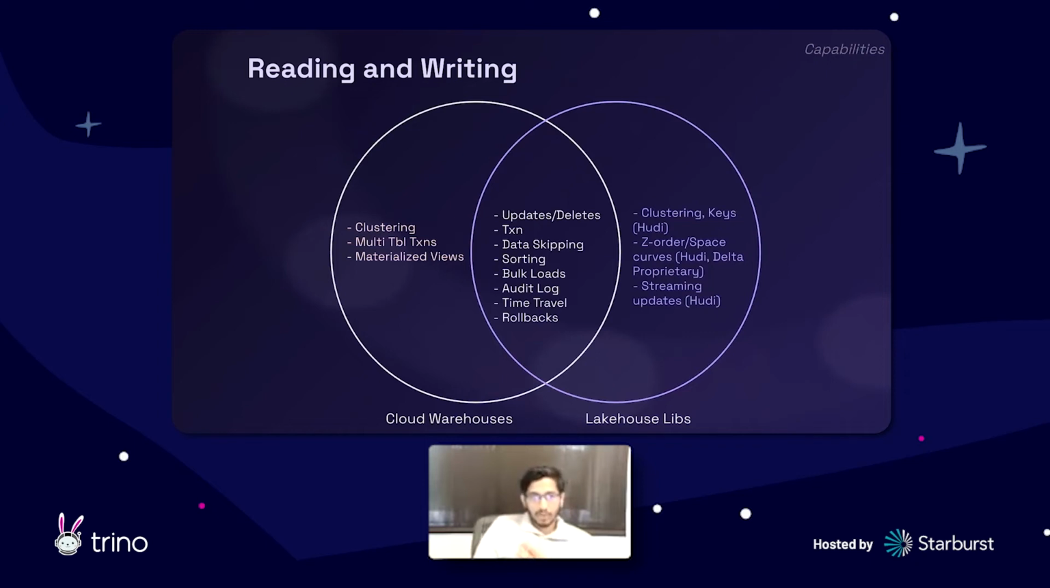For example, Hudi supports primary keys, so that we can do CDC to the lake a lot more. Both Hudi and Delta Lake, in the proprietary version, support Z-order space curves, which we have in open source. And Hudi is really optimized for streaming updates, which pretty much changed our ingestion model on the lake from batch to incremental, streaming. So you'll find some specific use cases which warehouses don't have because they typically don't operate at the data scale that the lakes do.